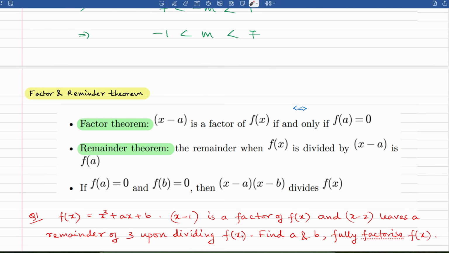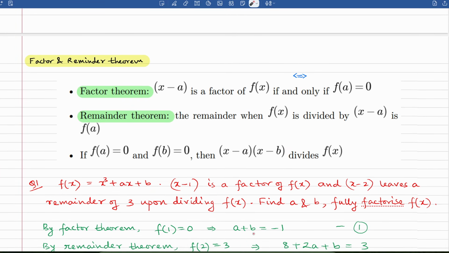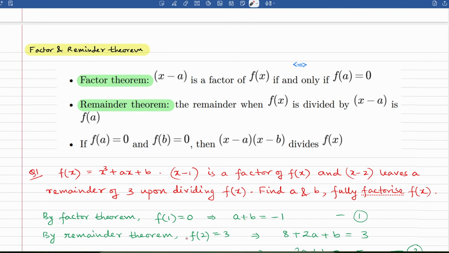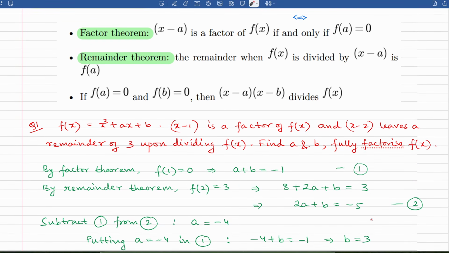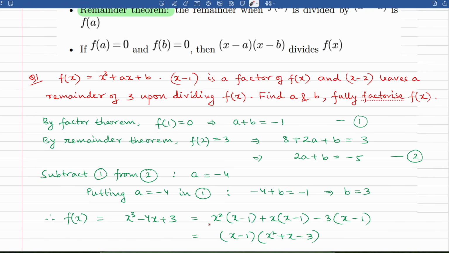This was easy, right? So basically by factor theorem, f of 1 is equal to 0, which means a plus b is equal to minus 1. By remainder theorem, f2 is equal to 3, which means 8 plus 2a plus b is equal to 3. So solve these two equations, a plus b equals minus 1 and 2a plus b equals minus 5, and you end up with a is equal to minus 4 and b is equal to 3. So the original polynomial becomes x cube minus 4x plus 3. You know that x minus 1 is a factor, so if you can take that out, then by factor theorem, you will get this factorization. Okay, this polynomial won't be further factorized.